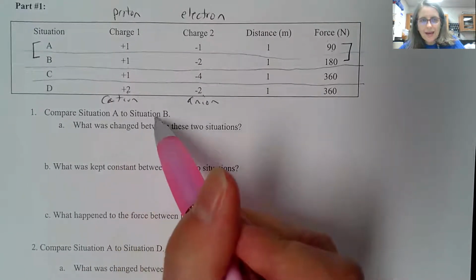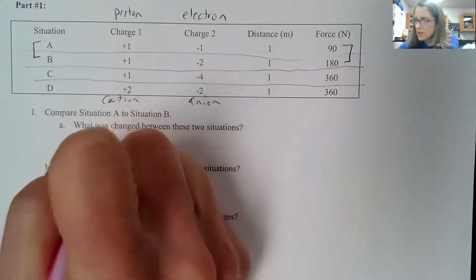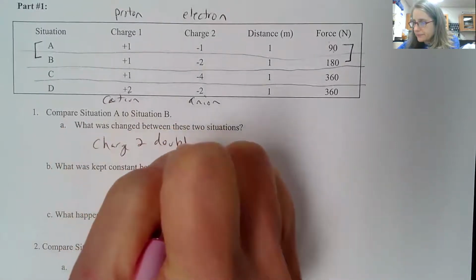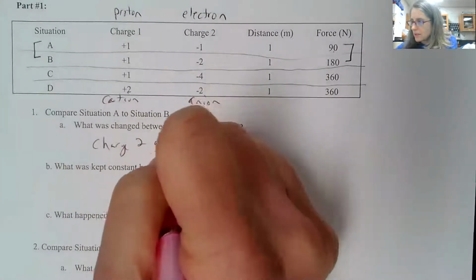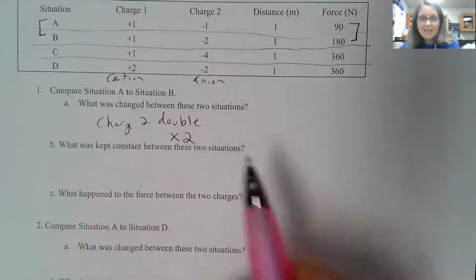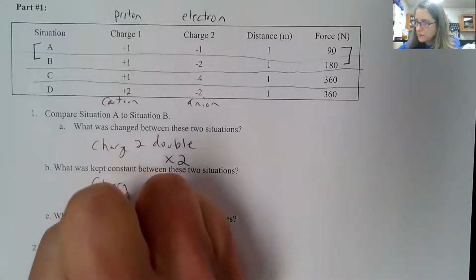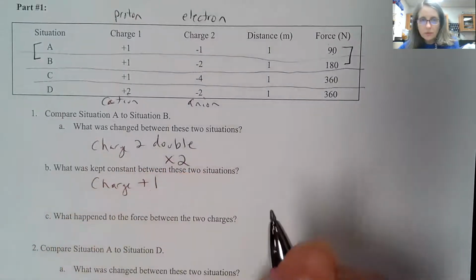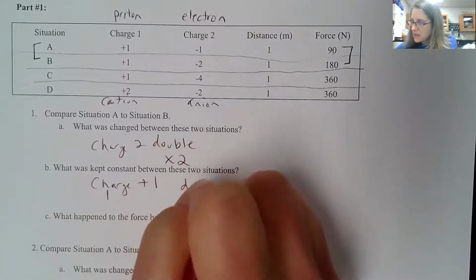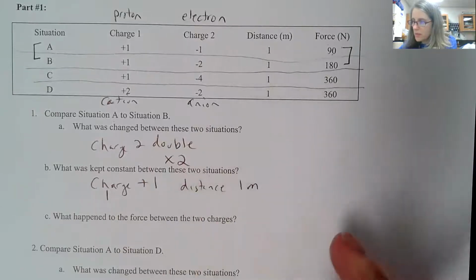And so we're comparing A to B. What is the change? What is changed between these two situations? So I'm changing charge 2, I am doubling it. You could also write double as ×2, if that makes sense. What is kept constant between these two situations? Well, charge 1 is still +1, and my distance is still 1 meter. So those two are remaining constant.